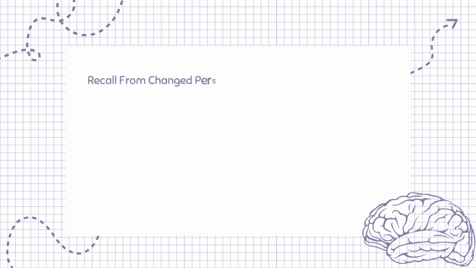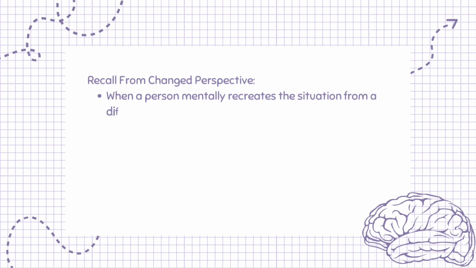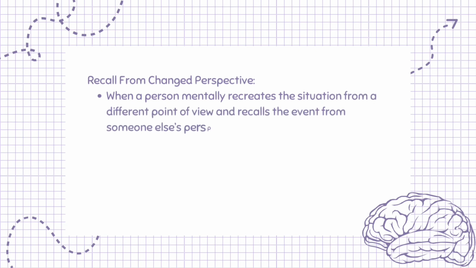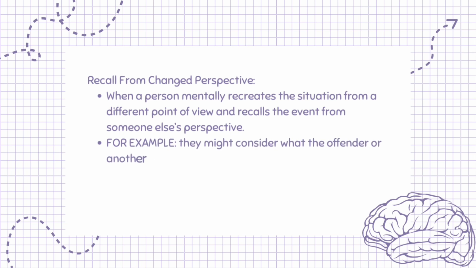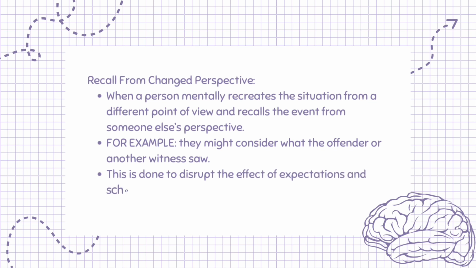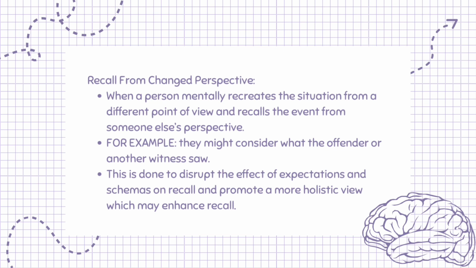Recall from changed perspective. When a person mentally recreates the situation from a different point of view and recalls the event from someone else's perspective. For example, they might consider what the offender or another witness saw. This is done to disrupt the effect of expectations and schemas on recall and promote a more holistic view, which may enhance recall.